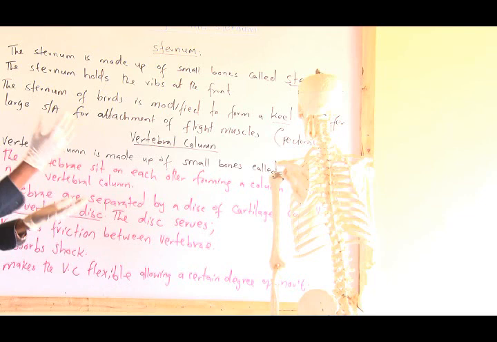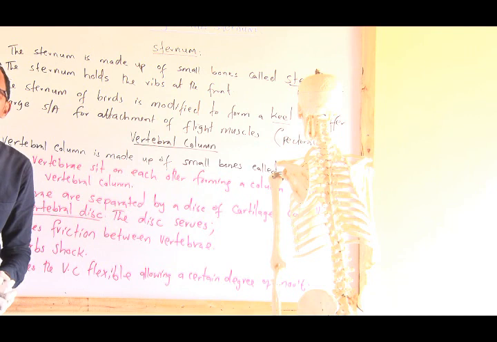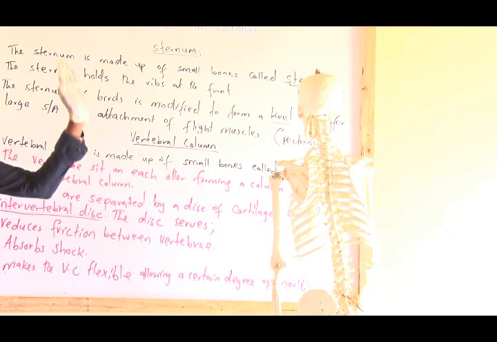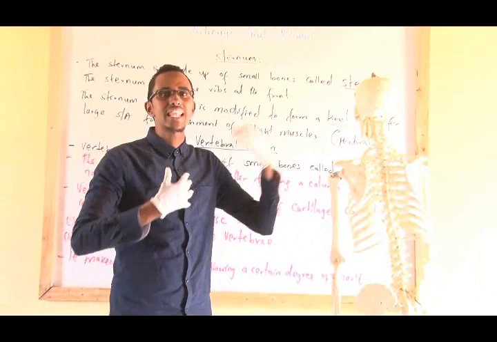Now these bones sit on one another. One vertebra sits on another one, and then they build up, forming a column, and that's where they get their name, vertebral column. They are made up of small bones called vertebrae, and their vertical arrangement forms a column. Vertebrae are separated by a disc of cartilage. These vertebrae are not fused like the bones of the skull or those of the ribs. They are separated by a disc of cartilage.